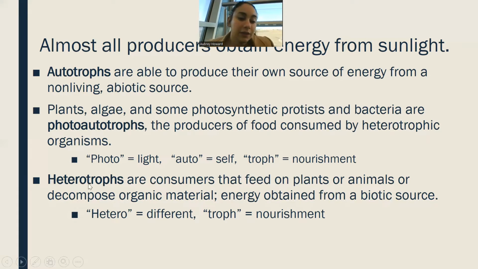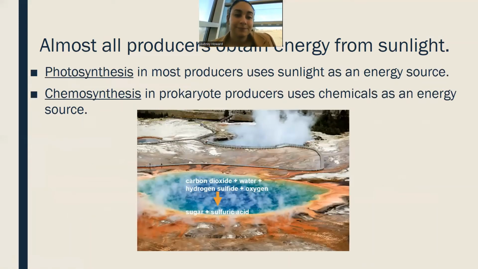And then hetero, just for that terminology, if we're going to break that down, your heterotroph just has to get its food from a different source. It can't produce it on its own.